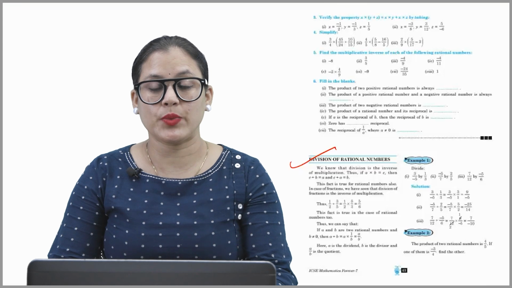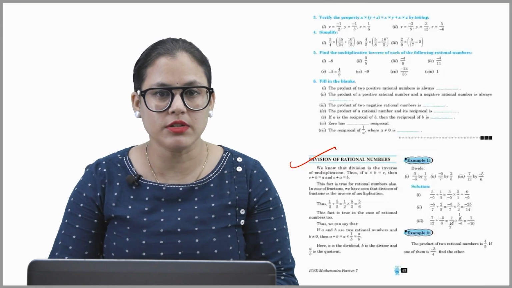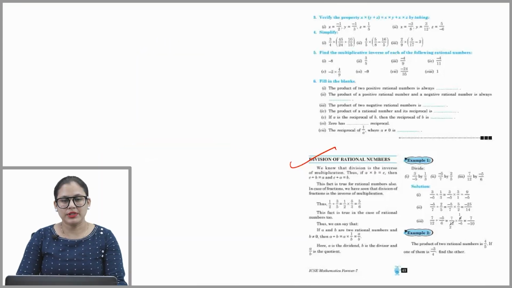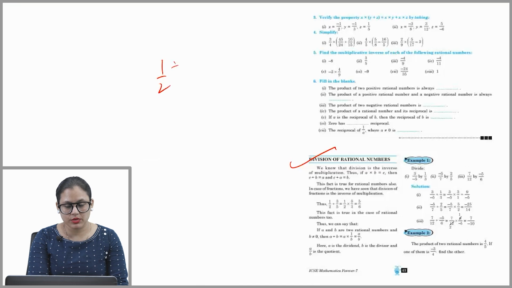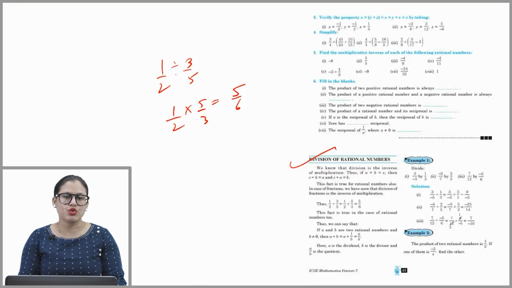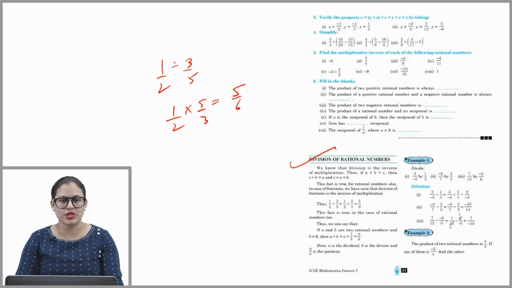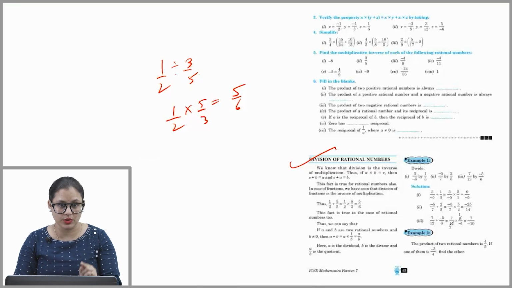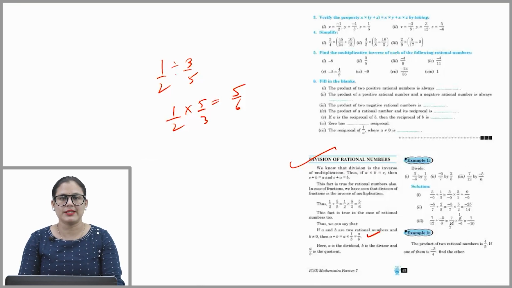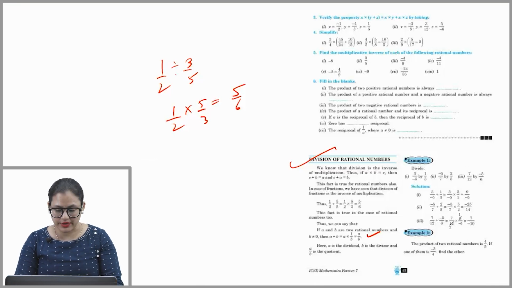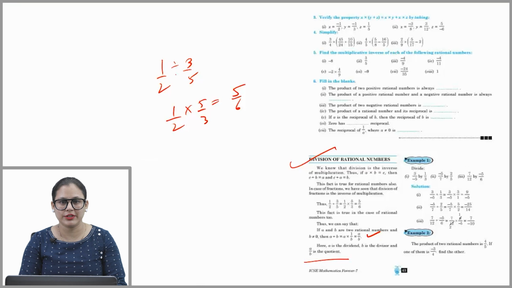In case of fractions, we have seen that division of fraction is the inverse of multiplication. For example, 1 by 2 divided by 3 by 5 is equal to 1 by 2 into 5 by 3, that is 5 by 6. This fact is true in the case of rational numbers too. Thus, we can say that if A and B are two rational numbers and B is not equal to 0, then A divided by B is equal to A into 1 by B, that is A by B. So, here A is the dividend, B is the divisor and A by B is the quotient, right?